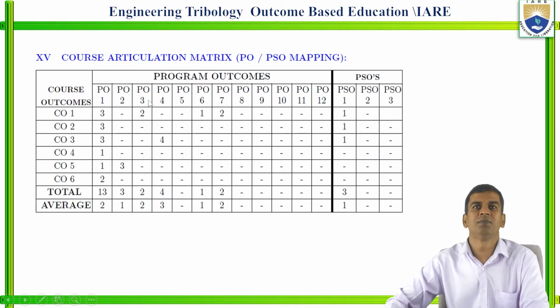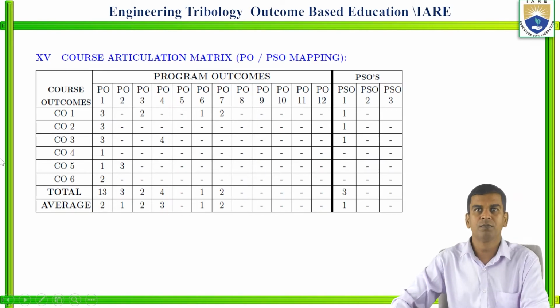For PSO3 you will be getting 2, and here you will be getting 2, and PSO4, total 4 divided by 1, you will be getting 4. You can see PO6, 1 divided by 1, here 1 you will be getting, and 2 divided by 2 here, and PSO1, 3 divided by 3, you will be getting 1 here.